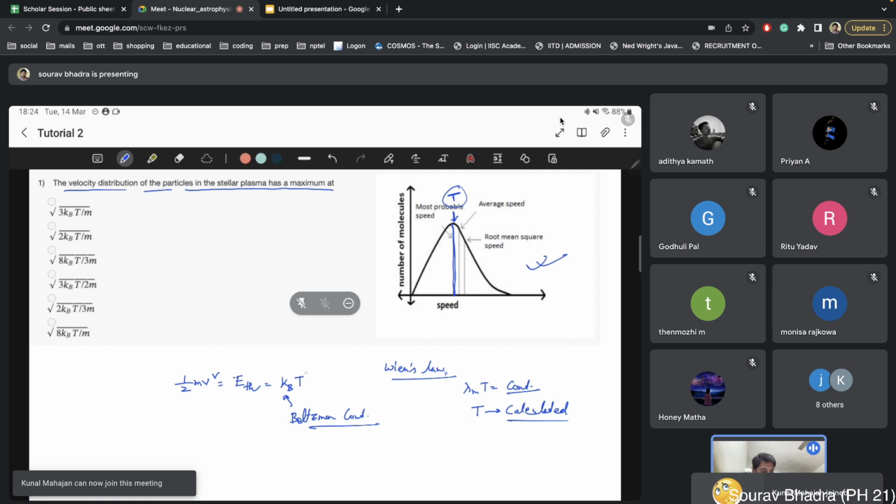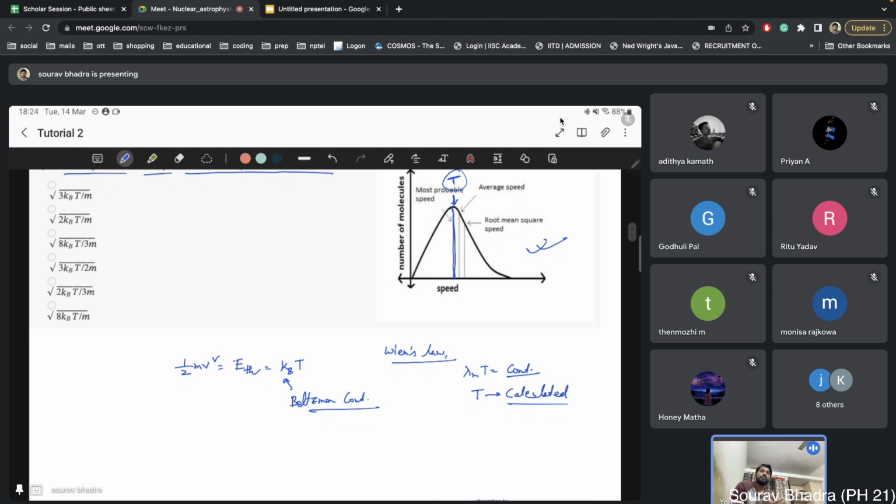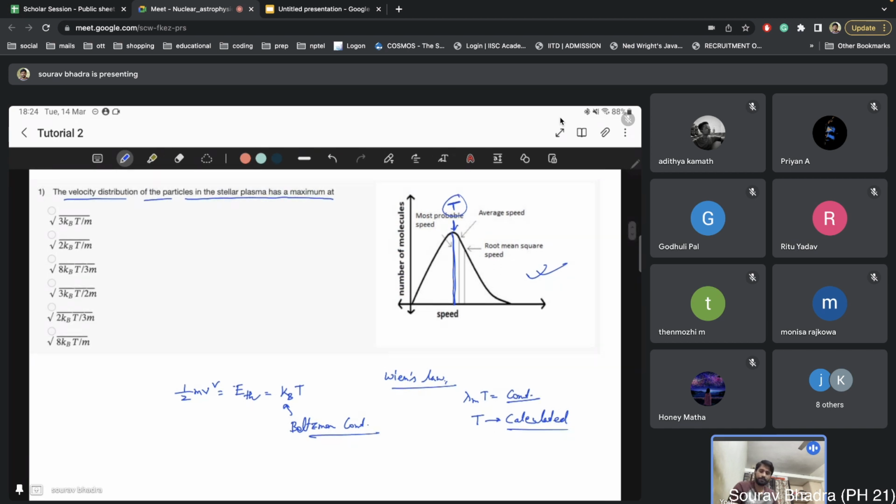So this T is calculated from lambda max indirectly from the spectra itself, and the energy at that particular T is kBT. If you equate that kBT with the half mv square, which is the kinetic energy of the particle, that will give you the most probable velocity. It mainly comes from the Maxwell-Boltzmann type velocity distribution. Here your v square is 2 kBT by m, that means v equals root over 2 kBT by m. So that is your answer. It is the most probable velocity.